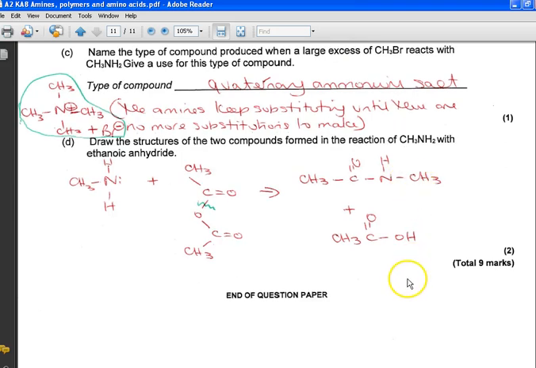Okay, and then the last question was about the reaction of an acid anhydride with an amine. We've got the same amine, obviously, and our ethanoic anhydride here. So I've just drawn that out and shown you where the bonds would break. And what you would form here is your secondary amine and your acid. And this is effectively the same reaction that you get with an acyl chloride.